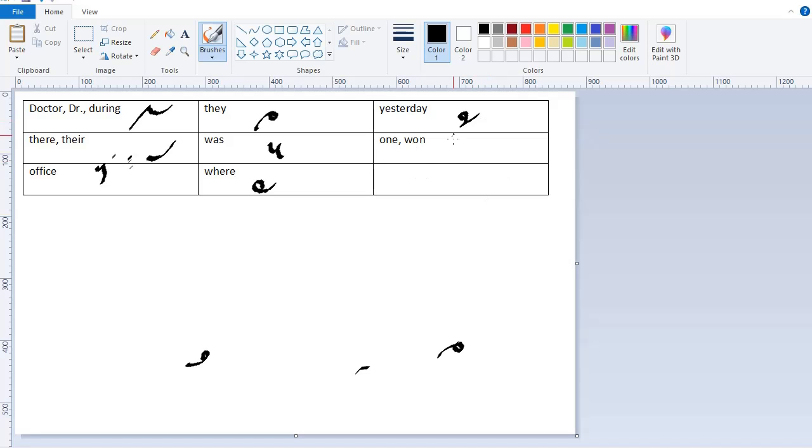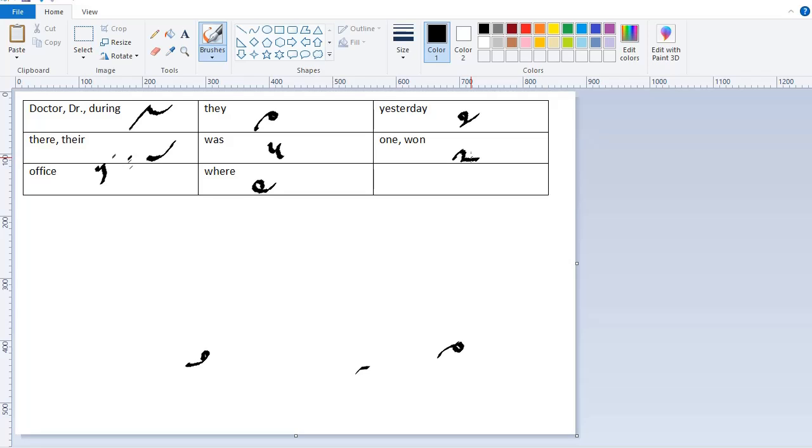Next, we have one and one. One and one is represented by your downward hook, followed by your end stroke. So, okay, those are our brief forms. We have doctor, DR. Doctor, DR, and during is represented by your D and R. And then your there is represented by your TH. And then your office is represented by off, upward hook, and letter F.